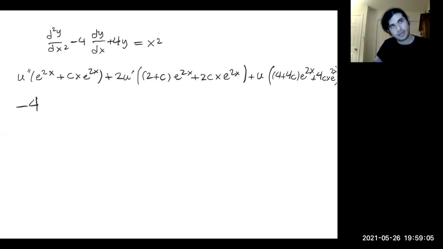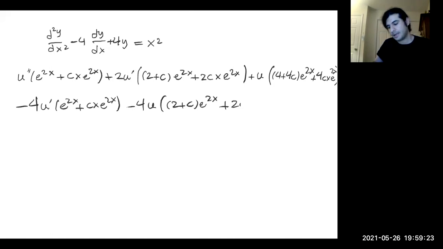So here I have it again. It's minus 4y prime, which is minus 4 u prime e to the 2x plus cx e to the 2x, minus 4u 2 plus c e to the 2x plus 2cx e to the 2x, plus 4y, which is plus 4u e to the 2x plus cx e to the 2x.